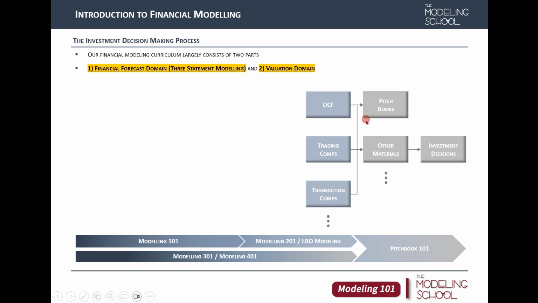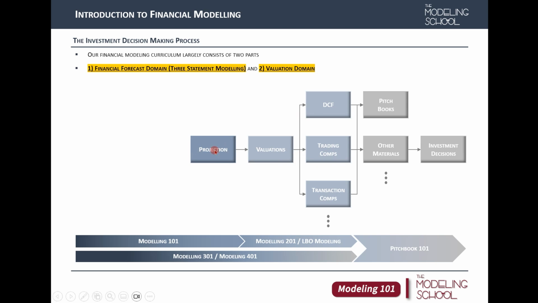And investment recommendations that are usually included in pitch books or other materials are going to be based on valuation, such as discounted cash flow analysis, trading comps analysis, transaction comps analysis, LBOs, so many valuation methodologies that we're going to learn in the future. But anyways, through these valuation techniques, we can draw up an investment recommendation, which leads to investment decisions. However, if you want to do proper valuations, in most cases, we need financial projections.